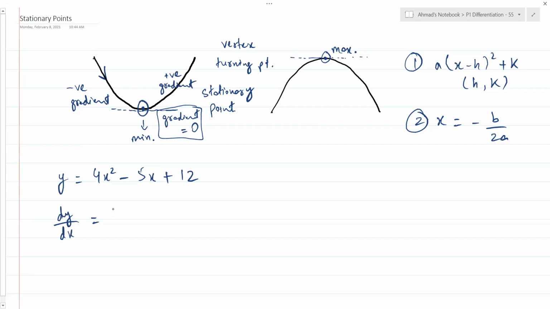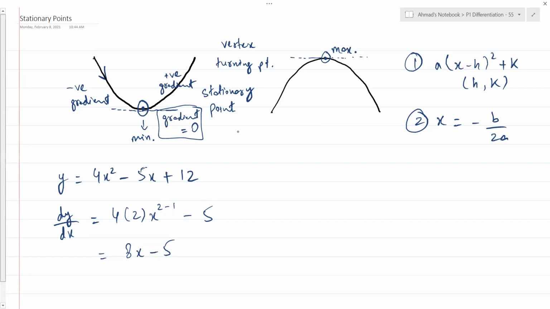4 is the constant, that stays as it is. The 2 comes and multiplies, 4 into 2. The power of x reduces by 1, so that's 2 minus 1. Minus 5, because if it's a linear function, you only have x, its gradient is just going to be the coefficient of x. That's 5. That's minus 5 here. Okay? So that's your derivative. You simplify this, you get 8x minus 5.